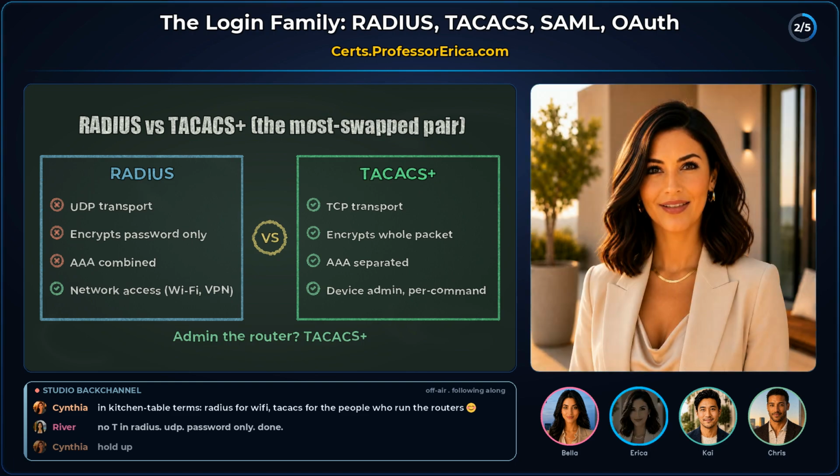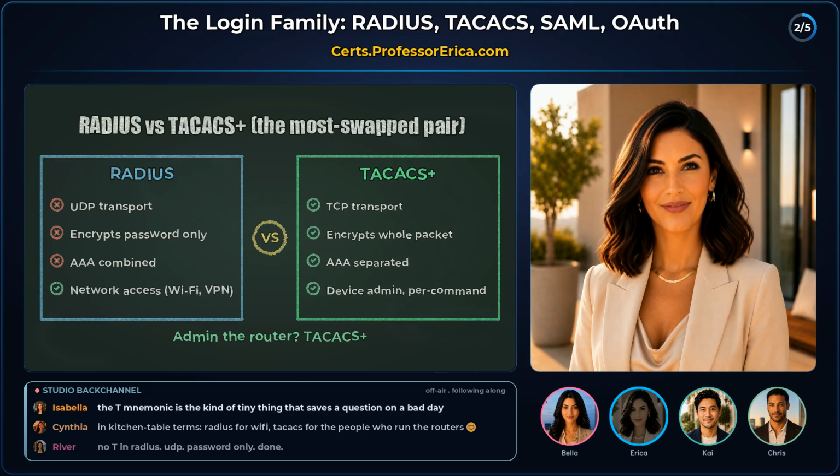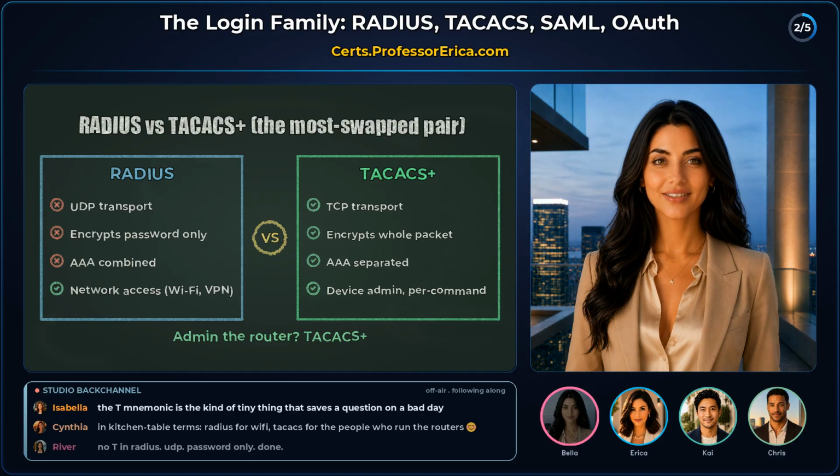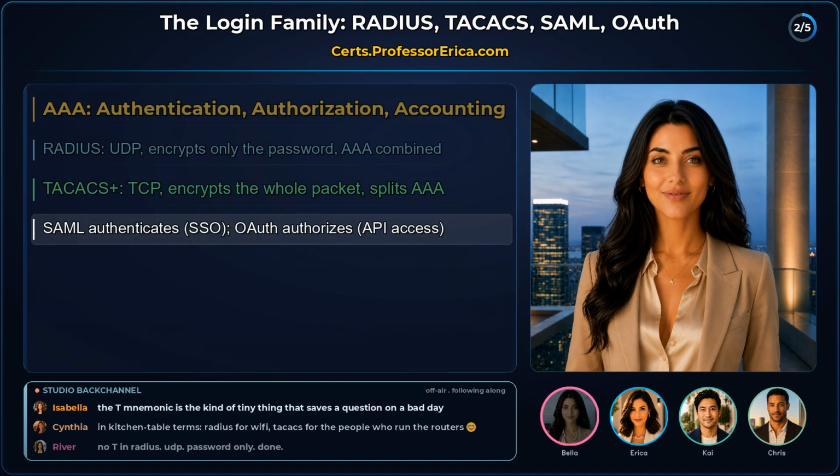Now the Federation Trio, the one people blur together, SAML, OAuth, and OIDC. The clean split is one word each. SAML authenticates. OAuth authorizes. OIDC does both. Let me make that human, because the words hide a simple idea. SAML is the old enterprise badge that logs you into your work apps once and you are in everywhere.